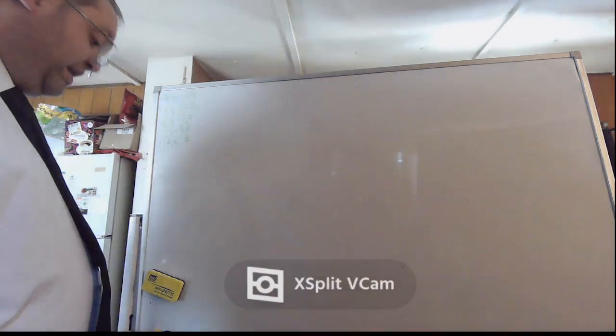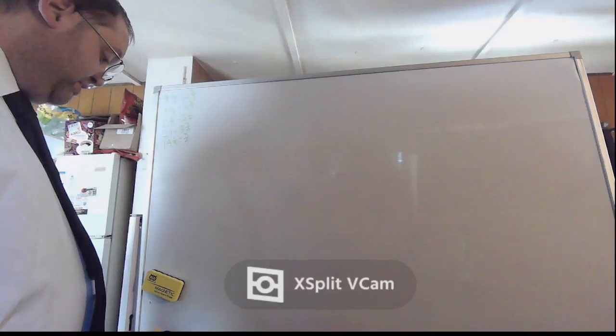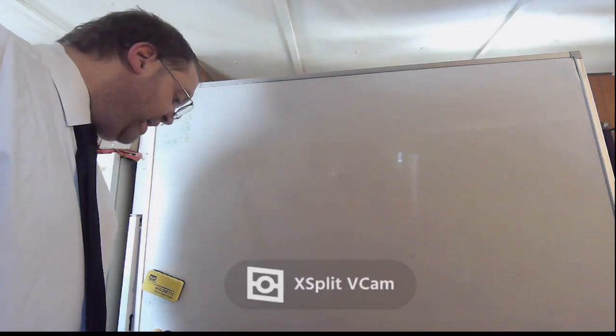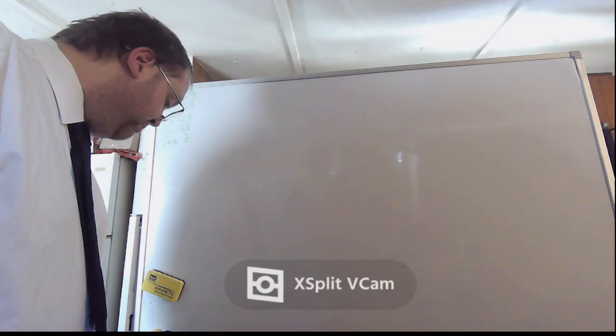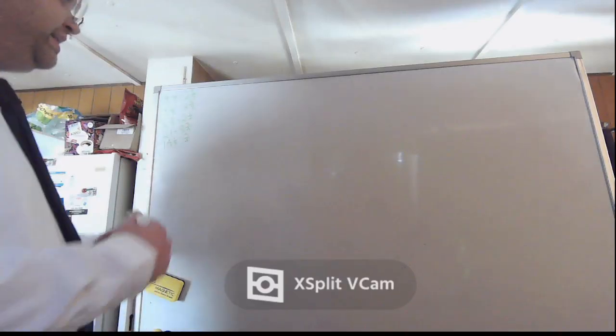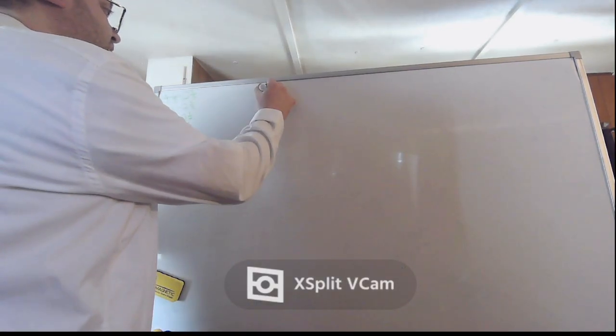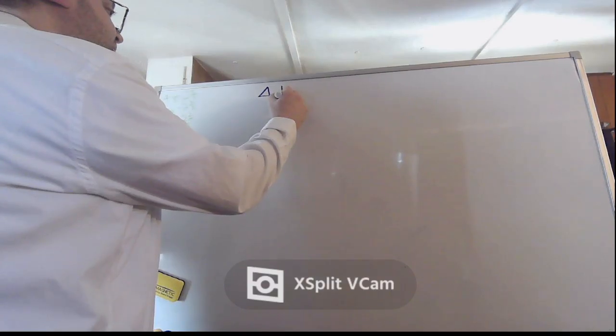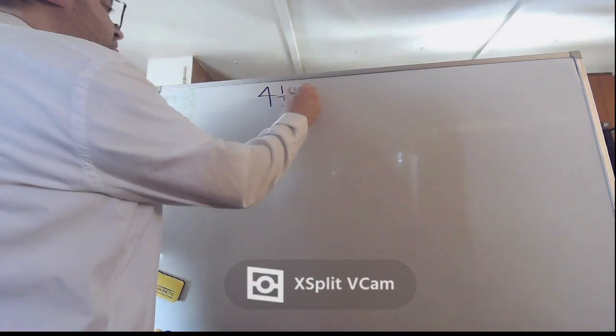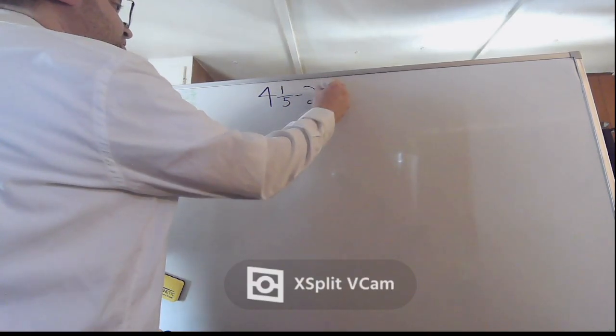Today we are going to talk about subtracting mixed numbers. When we subtract mixed numbers, we do them a little bit differently than we do with adding. So let's start with our first example here. We have 4 1/5 minus 2 3/5.